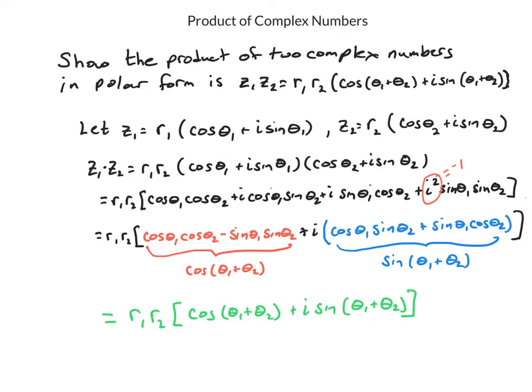Now, thinking back to what we did in chapter 6, I know it's back again, these two expressions right here happen to be the same as the cosine sum and sine sum formulas from back in chapter 6. So this whole expression just becomes r1 times r2 times the cosine of theta 1 plus theta 2 plus i sine of theta 1 plus theta 2.